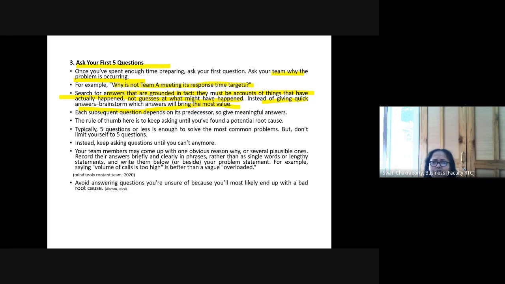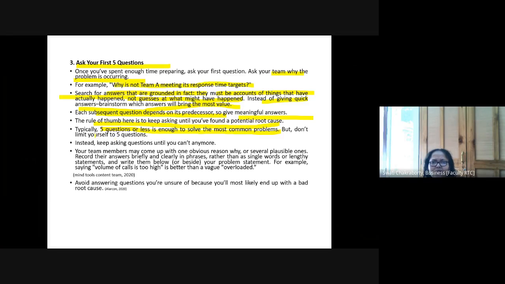Each question that you ask depends on the previous question that you asked. So all the questions are interlinked, which would help you to get some meaningful answers. The rule of thumb here is to go on asking questions until you find a potential root cause. When we say five whys, it could actually be fewer questions, which is enough to solve the most common problems.